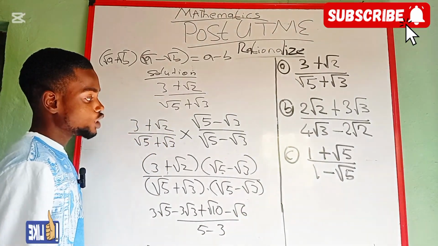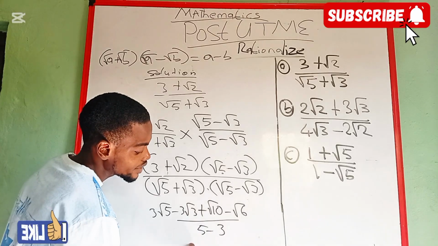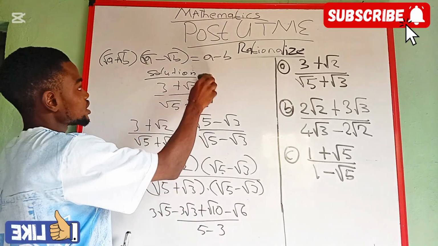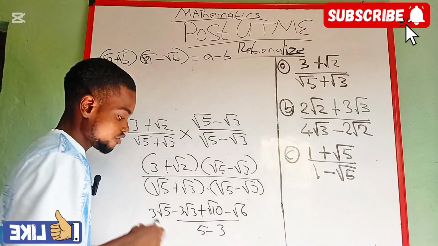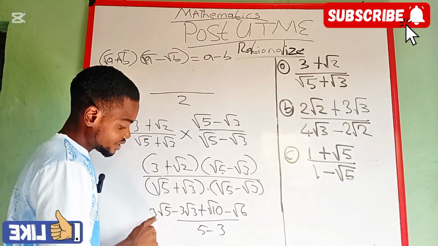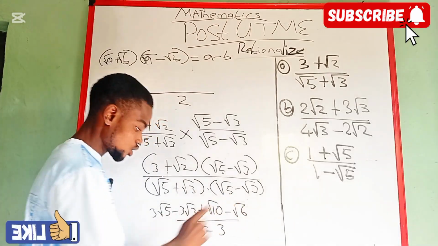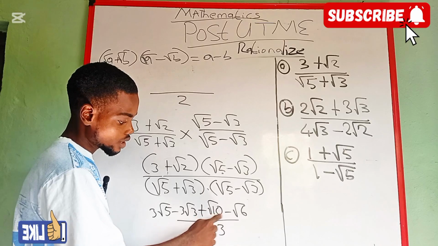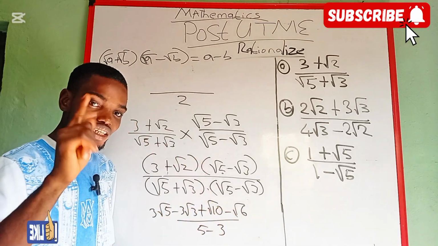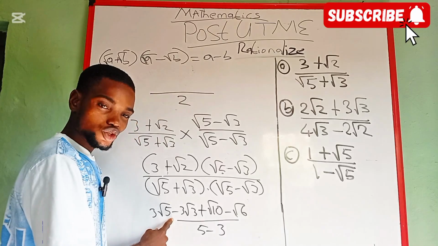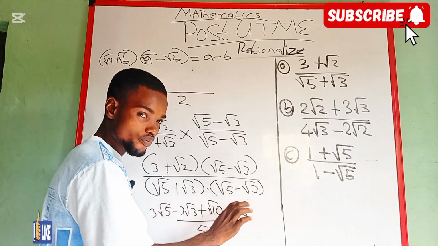Now, if you look closely again, you find out that we can simplify this denominator because we have 5 minus 3. 5 minus 3, can I clean this? Yes. 5 minus 3 will give us 2. And then if you look at the numerator, we have root 3 root 5, 3 root 3 plus root 10 minus root 6. Now, in this case, you find out that they don't have an equal root. Because of that, we cannot simplify further.